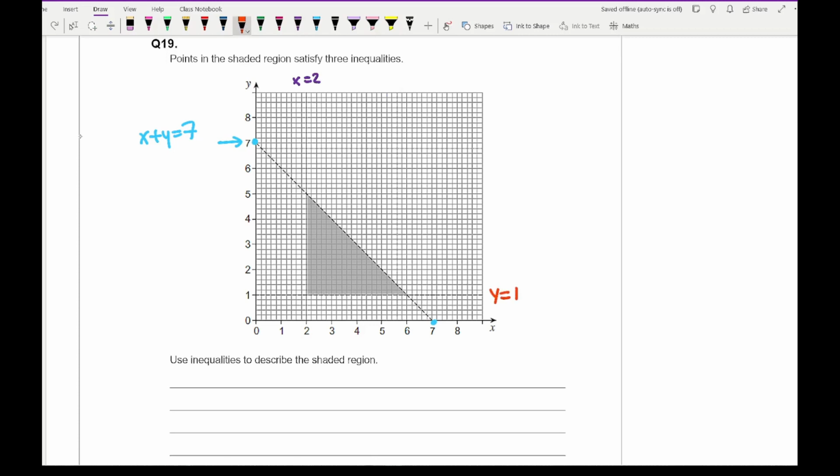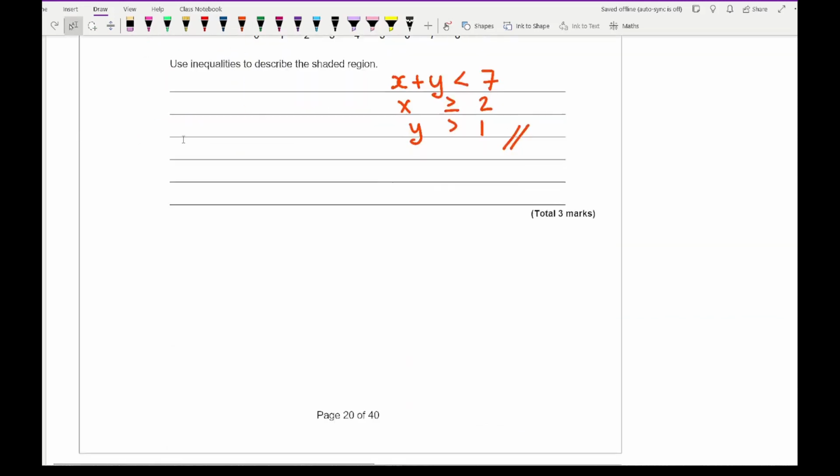Now the next thing I've got to do is decide what the directions of the inequalities are going to be. So I've got x plus y and I've got 7. Because it's below, it's always less than, and it's a dashed line, so there's no equal sign there. For x equals 2, again I'm looking at the right hand side, so this shaded area is on the right, and it's a solid line, so it's going to be greater than or equal to. And then finally I've got y and 1. The shaded area is above the line, so again it's going to be greater than, and it's dotted, so there's no line underneath. So there are my final three inequalities.